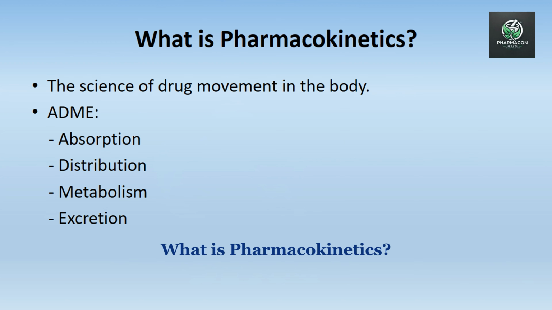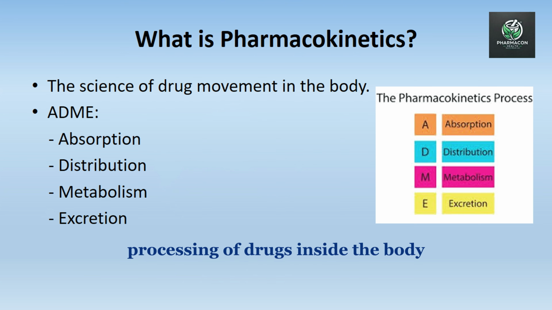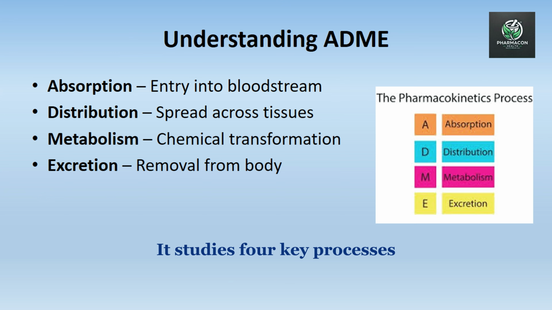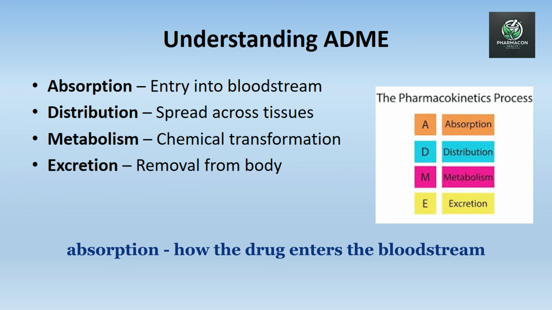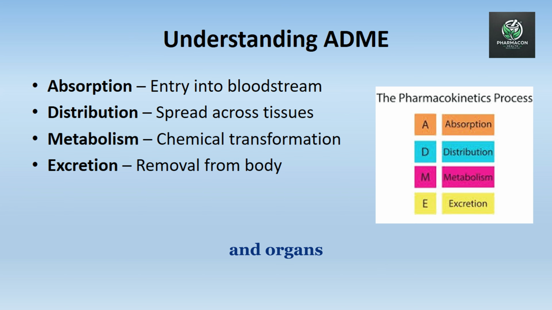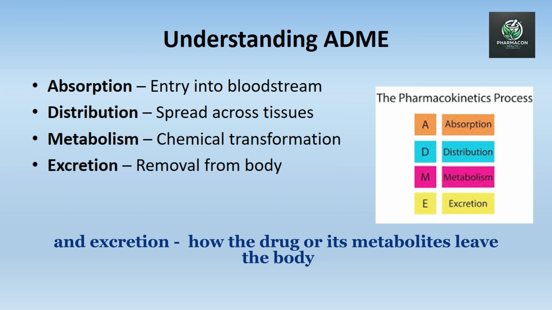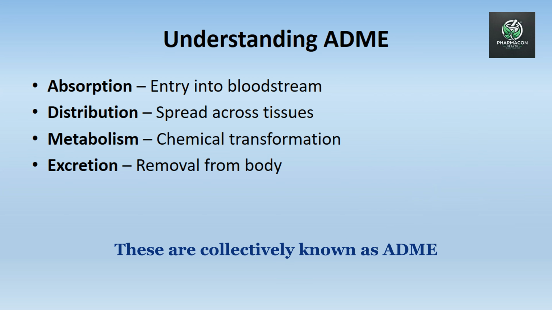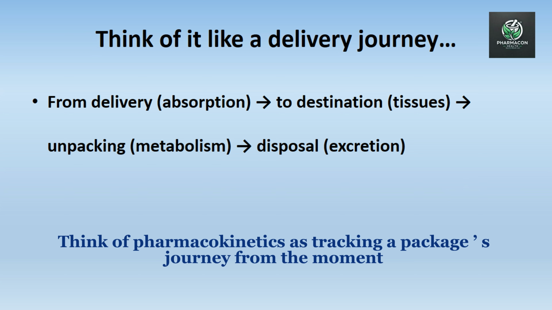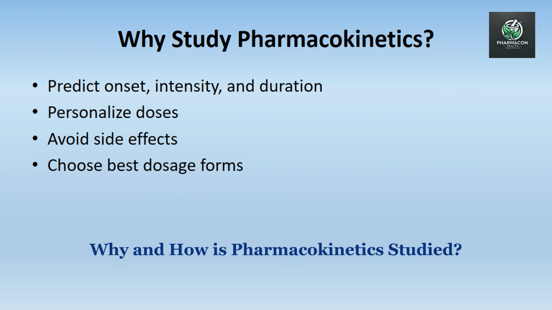What is pharmacokinetics? Pharmacokinetics is the branch of pharmacology that focuses on the movement and processing of drugs inside the body. It studies four key processes: absorption, how the drug enters the bloodstream; distribution, how it spreads through tissues and organs; metabolism, how the body chemically alters the drug; and excretion, how the drug or its metabolites leave the body. These are collectively known as ADME. Think of pharmacokinetics as tracking a package's journey from the moment it is delivered to your doorstep until it is safely removed.